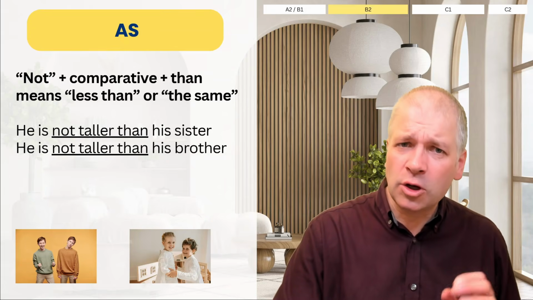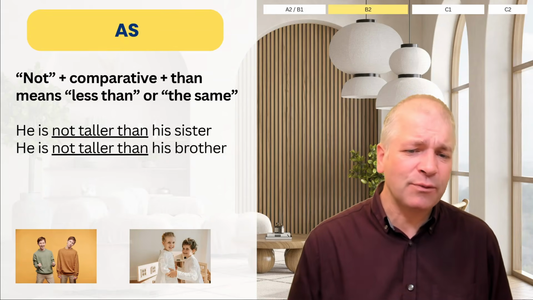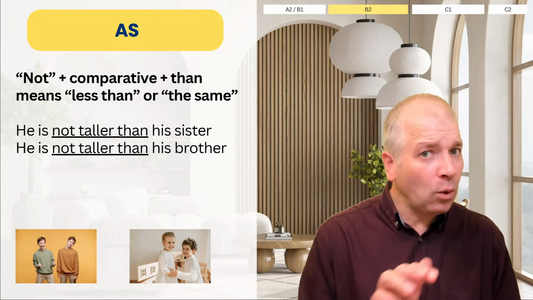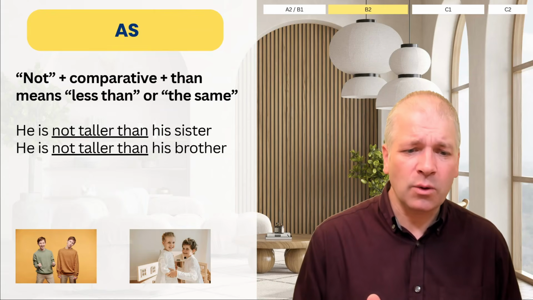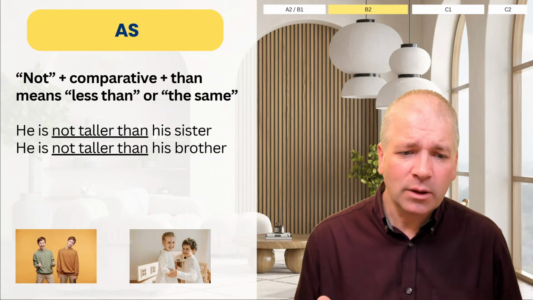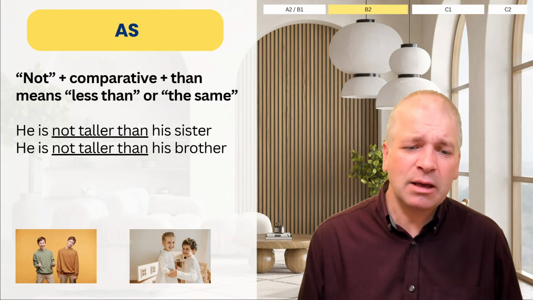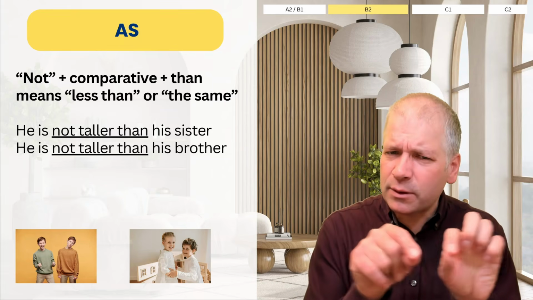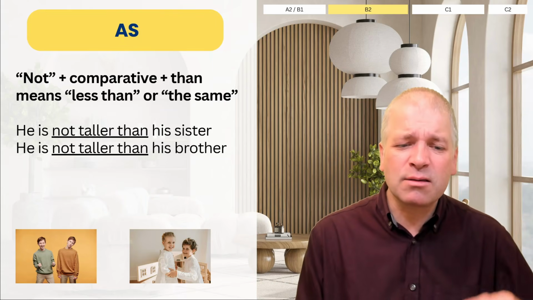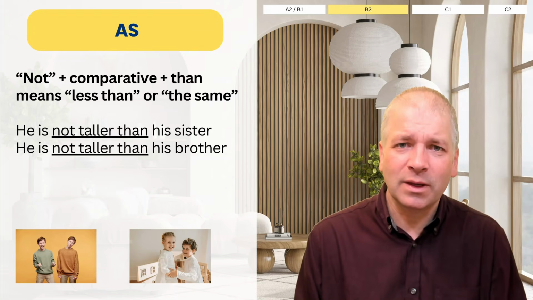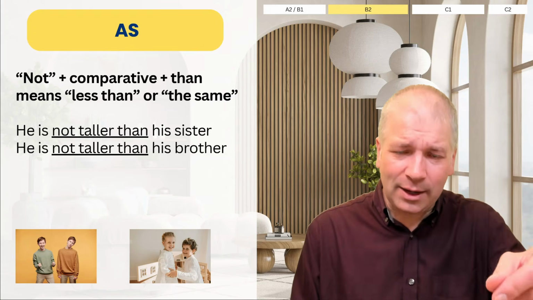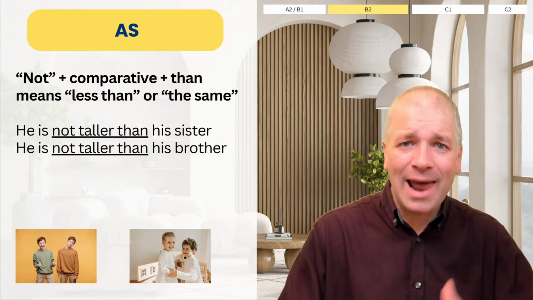We can also use not followed by the comparative form and then than, meaning less than or the same. So he is not taller than his sister. So this means that his height is less than, but it could also mean the same. This statement could also be used for the two brothers. He is not taller than his brother. He's the same height as his brother, but he's not taller than. He's either the same or less.